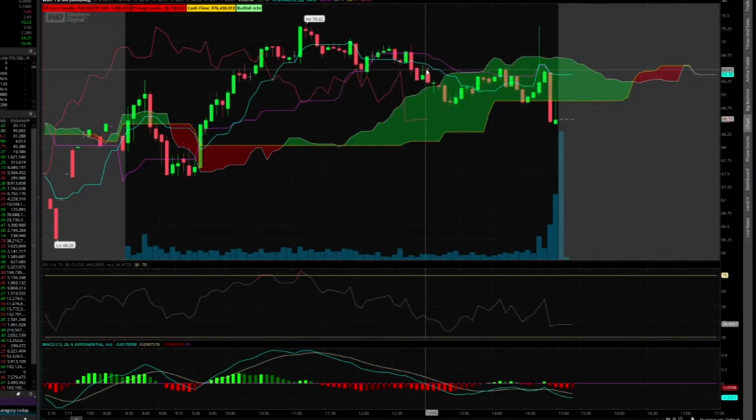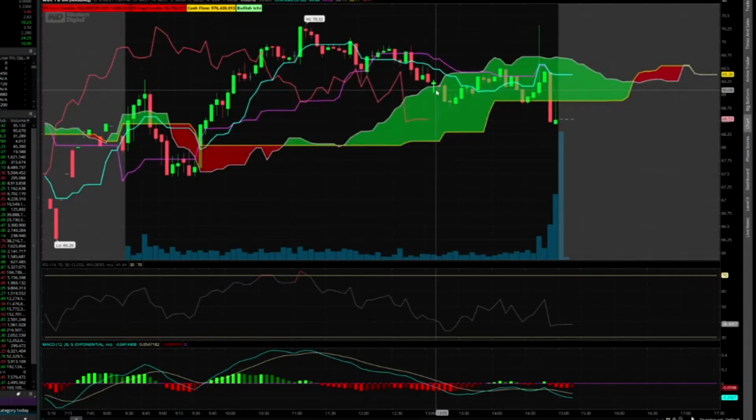Started dropping. You can see the wicks that are close to the conversion line resistance here. Kind of used that resistance line. And then when it got to the top line of the cloud, it attempted to use the top line of the cloud as support, but it wasn't able to hold onto that support line either, so it started breaking into the cloud. See how the resistance line is also progressively moving further down as the cloud support is moving up.